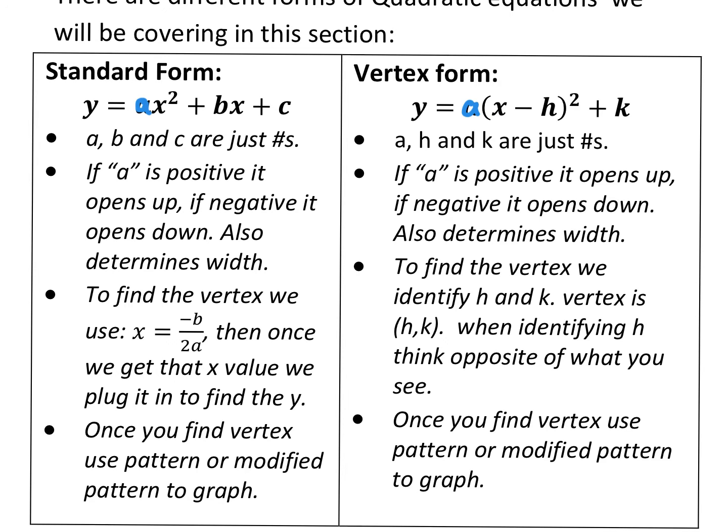In addition to that, the a value, if it's more than 1, it causes a vertical stretch. If it's an a value that's a fraction between 0 and 1, in other words, it's less than 1, it's going to be a compression. So a stretch causes the parabola to get narrower, and a compression causes the parabola to get wider. Let me explain that one more time.